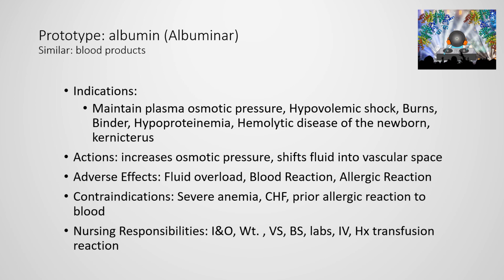And albumin is given to maintain plasma oncotic pressure. So say someone with hypoproteinemia from liver failure or from cirrhosis, to maintain the oncotic pressure so that they don't get massive ascites and massive peripheral edema. So someone with hypoproteinemia would be someone who might receive albumin infusions. We could consider giving it in someone in hypovolemic shock because it's a volume expander. It doesn't leave the blood vessel.